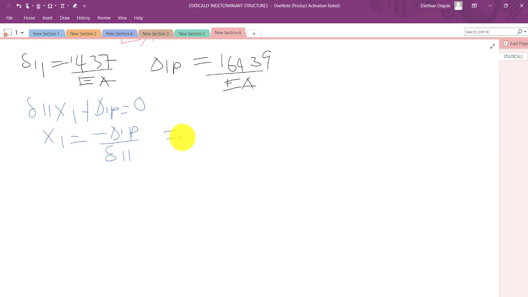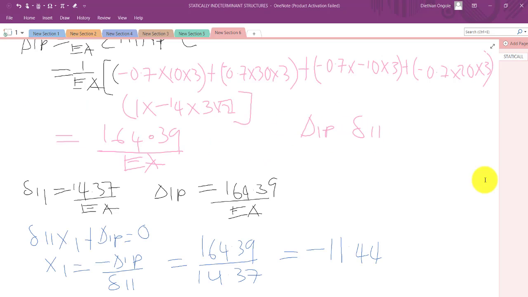So the EA would be cancelling, and I would be having 164.39 divided by 14.37. This gives me a value of negative 11.44. Sorry, just a little correction. I think this is supposed to be negative. Then if this is a negative, that means that here also we have a negative. This would become a positive, therefore my x1 would be positive.